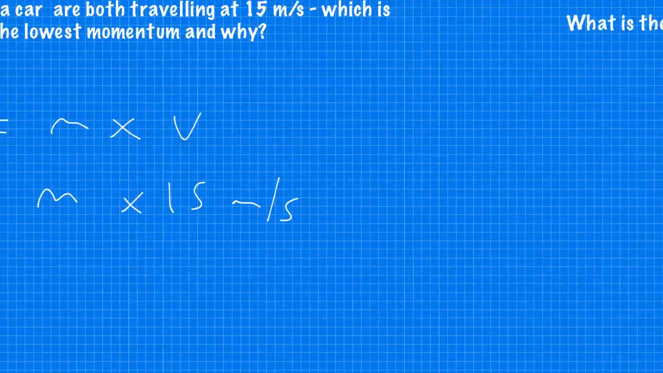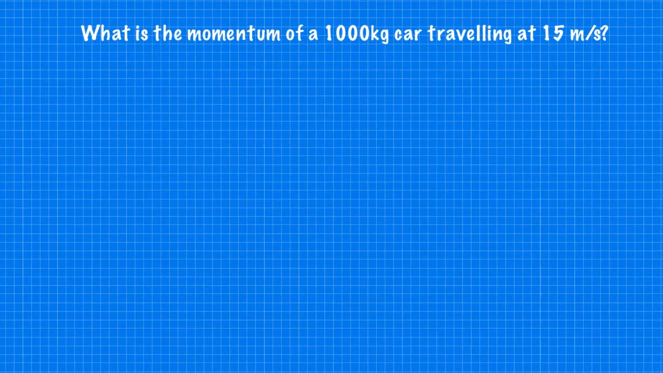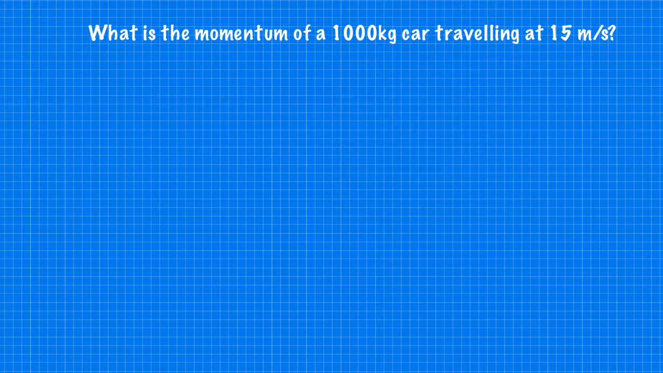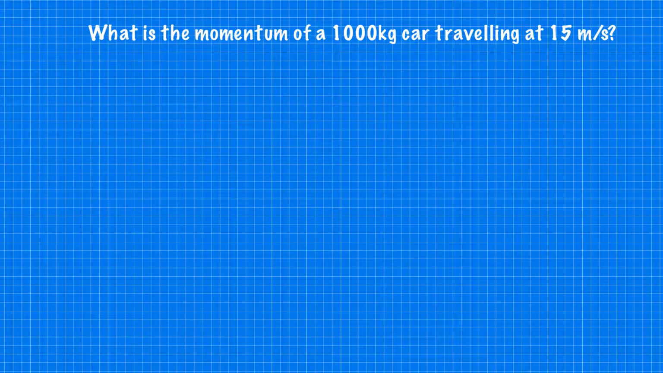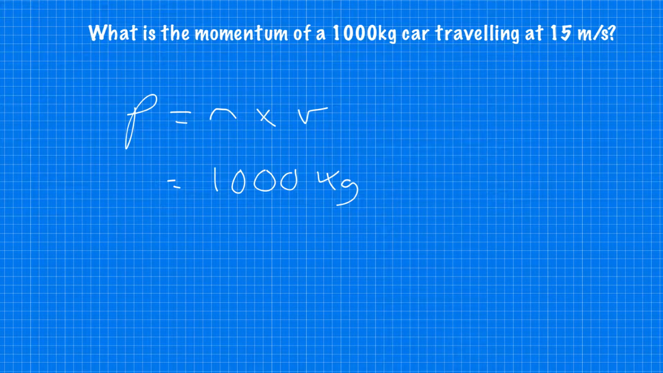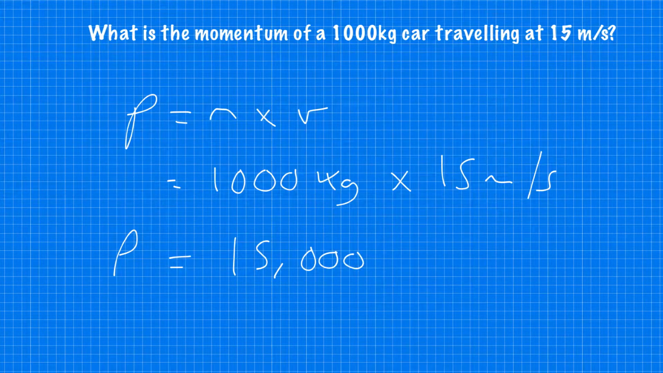We'll try a calculation question next. And we're going to say, what is the momentum of a 1,000 kilogram car travelling at 15 meters per second? If we go back to our formula, we cover up the one that we want to find out. We're left with mass times velocity. So momentum equals mass times velocity, which equals 1,000 kilograms times 15 meters per second, which gives us a momentum of 15,000 kilogram meters per second. So don't forget your units there.